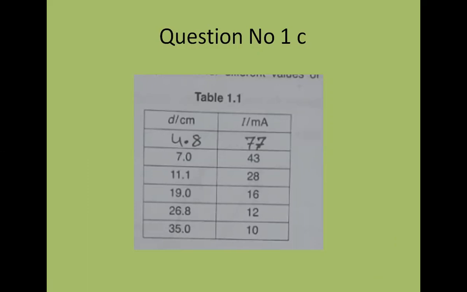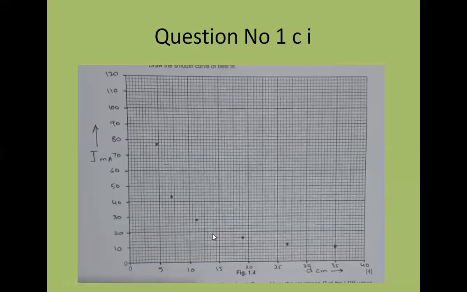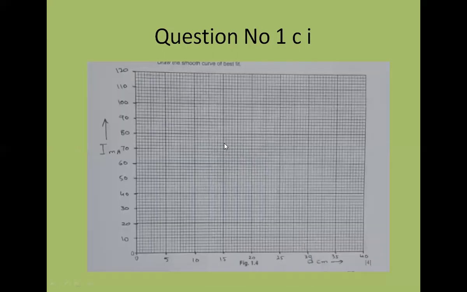The D value goes from 4.8 to 35, and the I values are from 10 to 77. You can see here, I have labeled the grid: D in centimeters on the x-axis, I in milliamperes on the y-axis. So 5, 10, 15, 20, 25, 30, 35, 40. Here we have represented 10, 20, 30, 40, 50, 60, 70, 80, 90, 100, 110, 120. Then I will plot those points, and this is that table. This is the X value, this is the Y value.